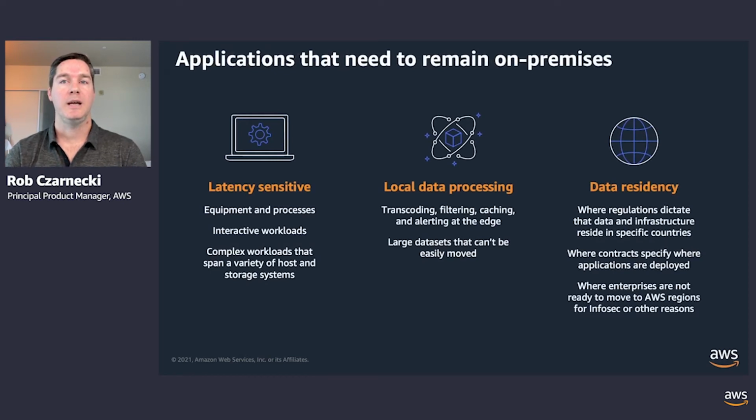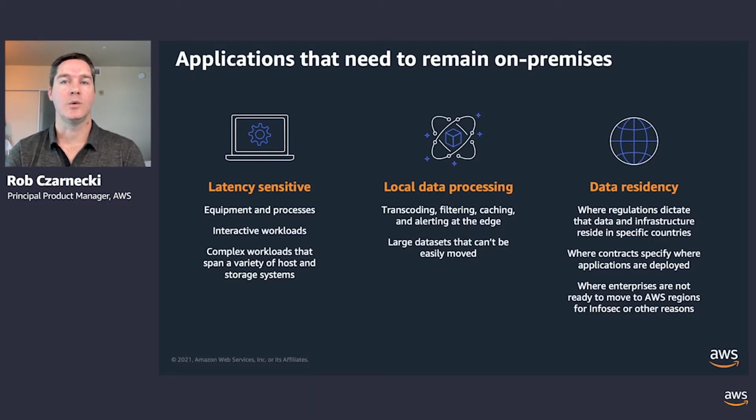There are really three main reasons that require applications to stay on-premise or out of an AWS region or availability zone. First, the latency-sensitive workloads. Some of these business-critical applications are just so sensitive to latency, and particularly variability in latency, that they need to be on-premise. Maybe because they need to support equipment or processes that are very latency-sensitive, or maybe they need to provide a better end-user experience, such as mobile video gaming.